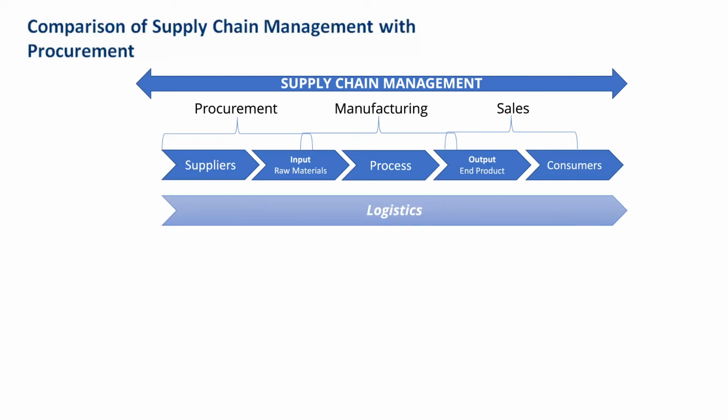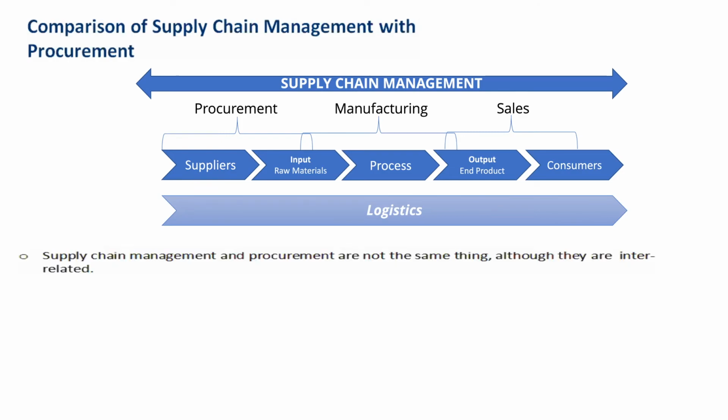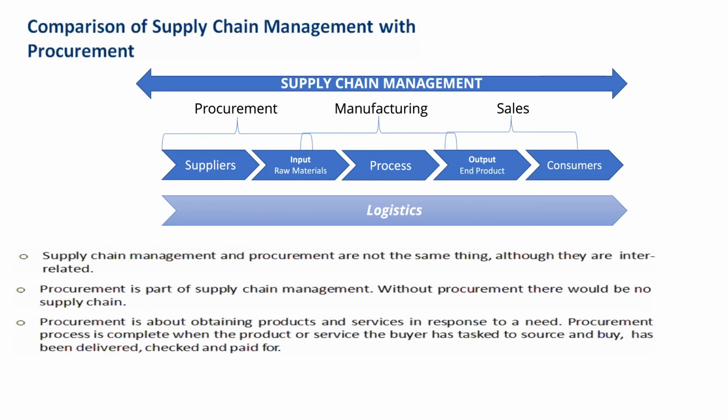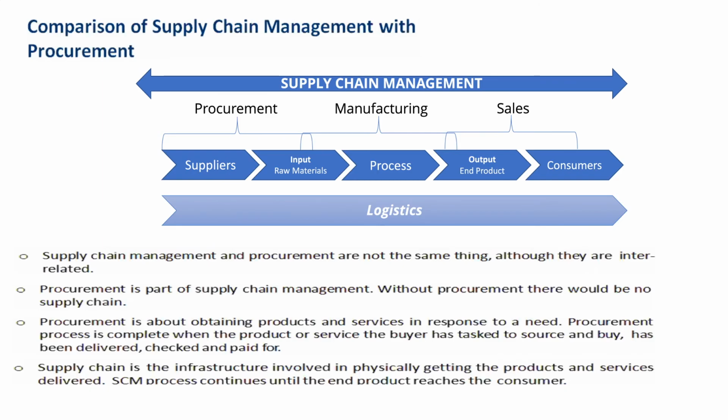Supply chain management and procurement are not the same thing, although they are interrelated. Procurement is part of supply chain management. Without procurement, there would be no supply chain. I hope you remember that I spoke about this in yesterday's video. Procurement is about obtaining products and services in response to a need. The procurement process is complete when the product or service the buyer has tasked to source and buy has been delivered, checked and paid for. Supply chain is the infrastructure involved in physically getting the product and service delivered.